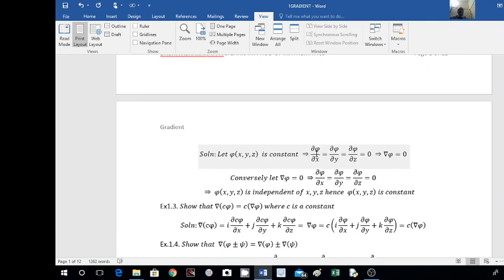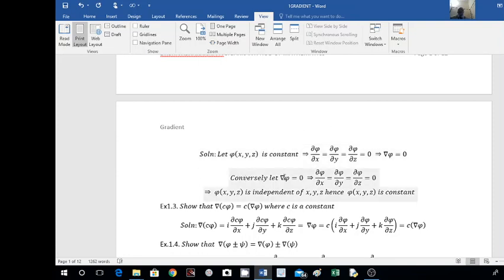Del pi equal to 0 means ∂π/∂x = 0, ∂π/∂y = 0, ∂π/∂z = 0. Therefore, del pi is equal to 0. If pi is a constant quantity, its derivative is 0. Therefore, all these partial derivatives are equal to 0. Therefore, we get i ∂π/∂x plus j ∂π/∂y plus k ∂π/∂z, so that all these terms are equal to 0. Therefore, we get del pi is equal to 0.